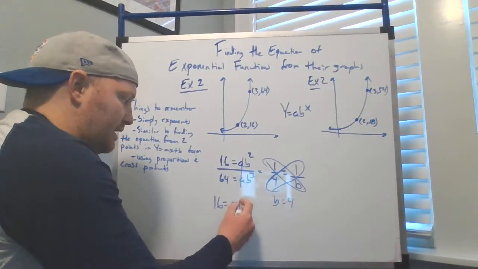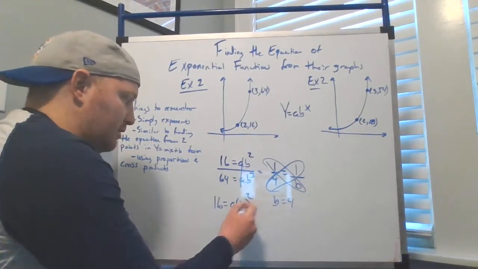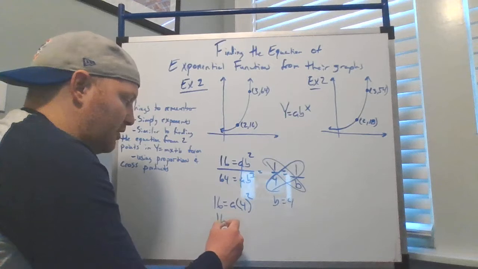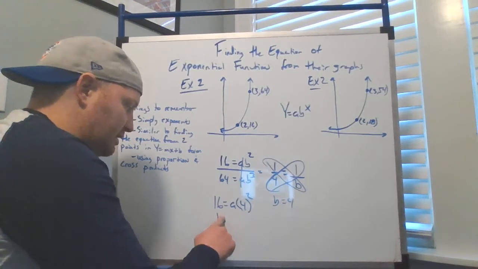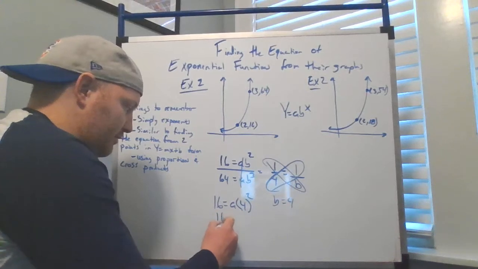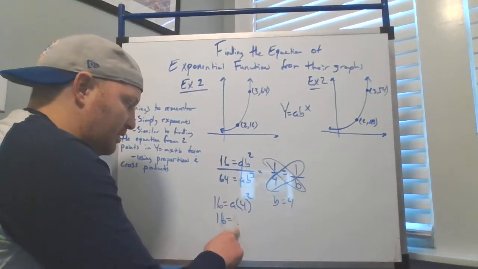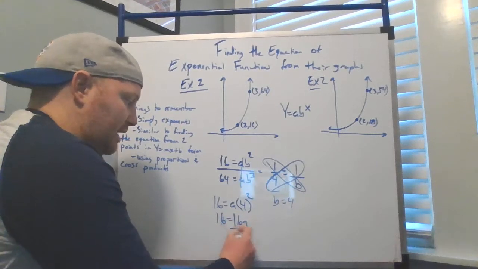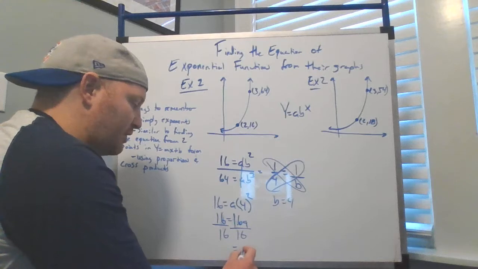16 equals a times b, which is 4, and then x is 2. So this is how you do it every single time. That's a 16 out of 1b. Equals a, well, 4 squared is 16, so this is going to be 16a divided by 16. Again, same process for every single letter.